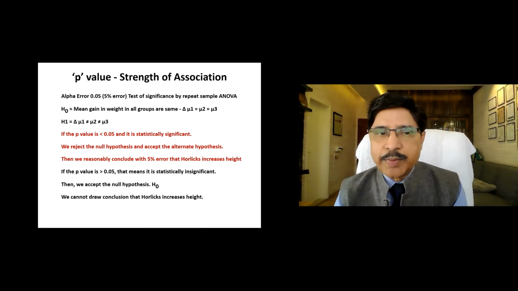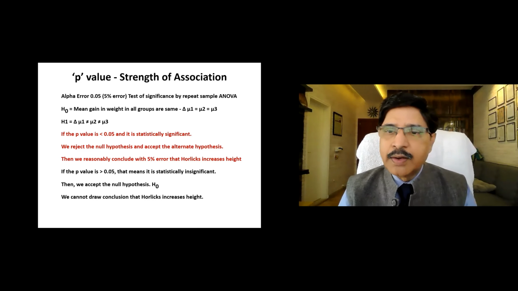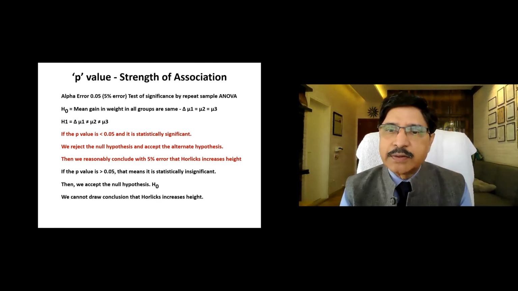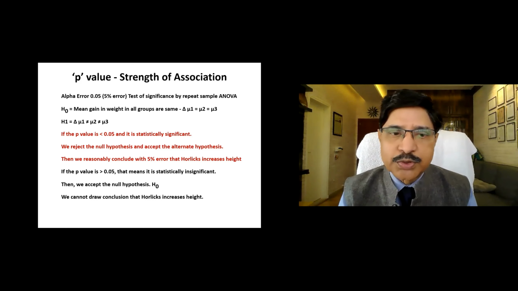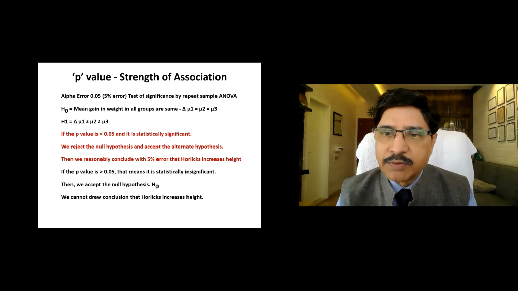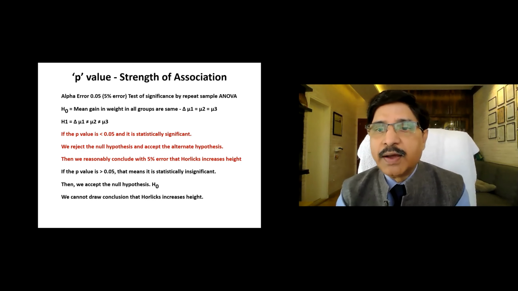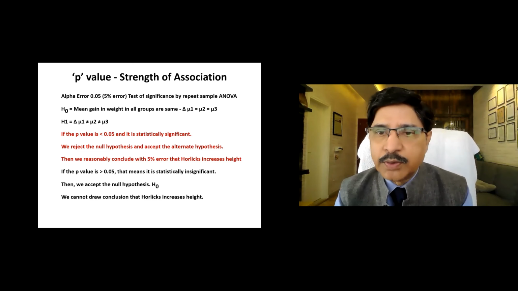The other way around, you may end up with p-value more than 0.05. Then the value is not statistically significant. Then we accept that there is no difference between delta mu1, mu2, and mu3 and accept the null hypothesis. And we cannot draw any conclusion of difference because of Horlicks. And we can only say our study, Horlicks did not demonstrate any gain in height. Okay, that should be as clear as you in your mind.